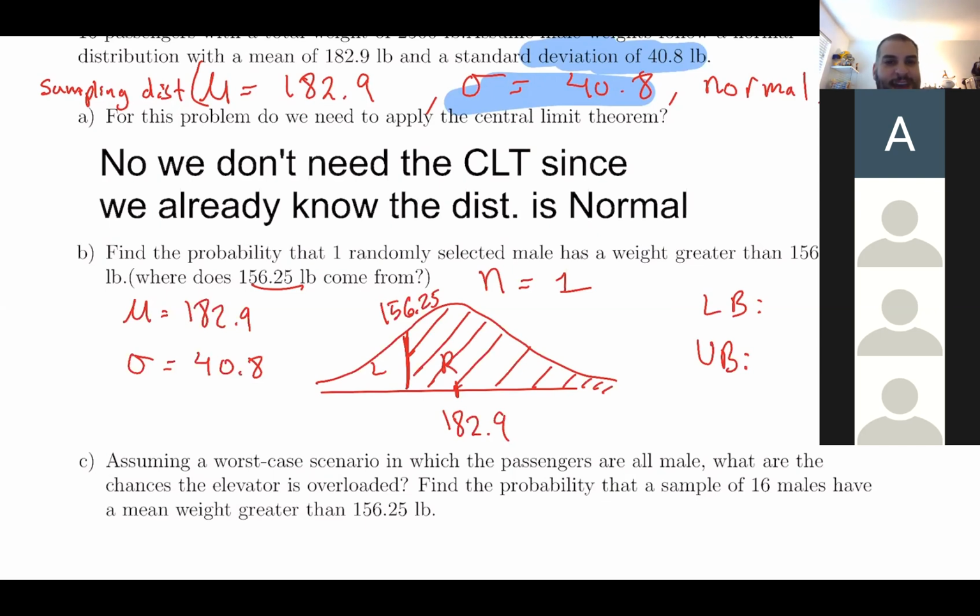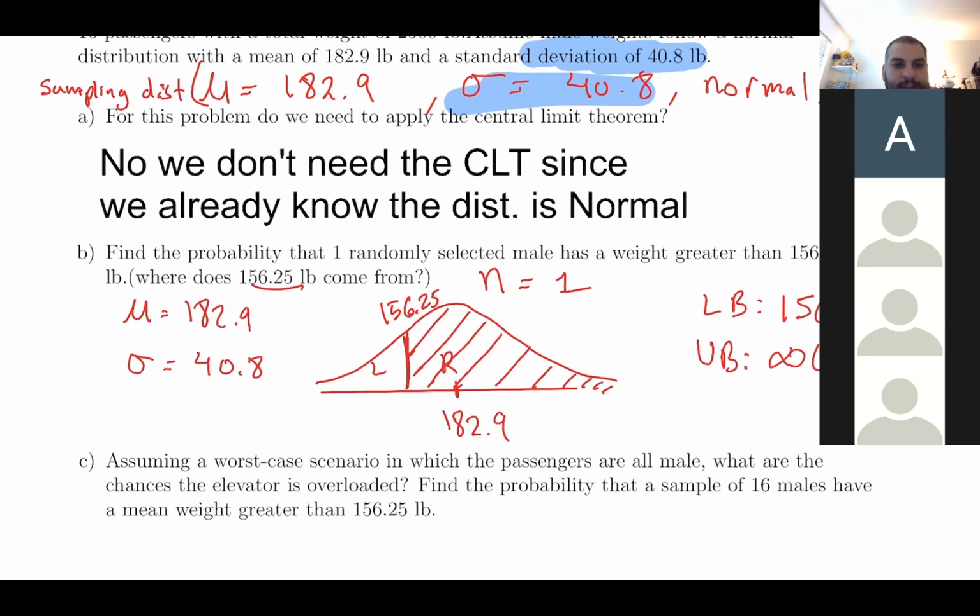So what's the lowest value I have shaded? 156.25. Yeah, cool. Thank you, Naomi. What about my upper bound? What would be the highest value that I should shade? Infinity. So you put infinity or 10 to the 10 power. Everybody good so far on lower bound and upper bound?